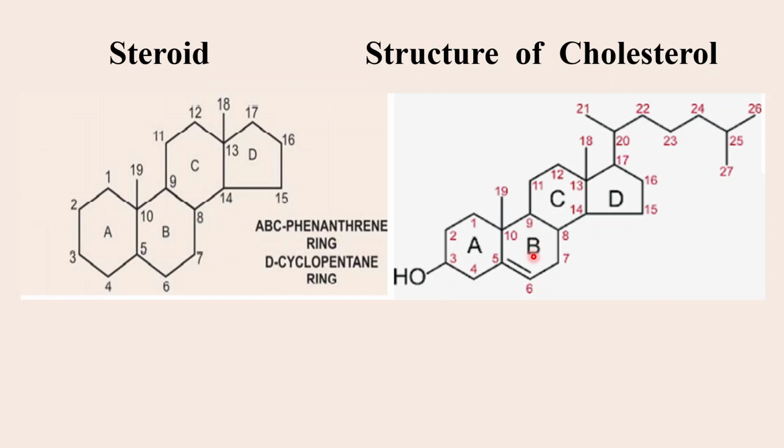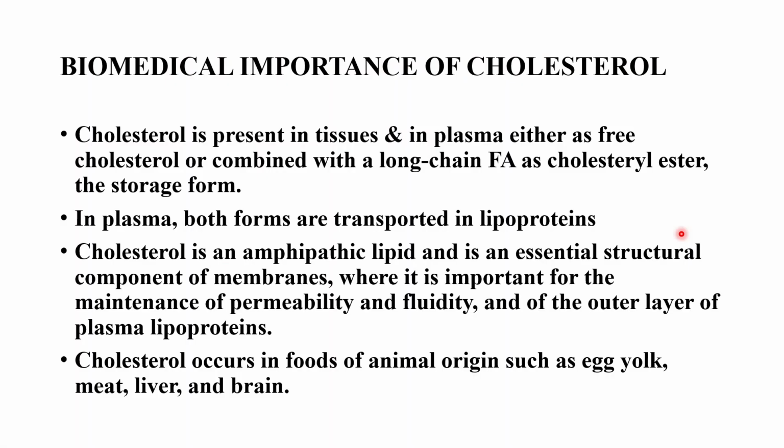Now again, in the A ring there is a hydroxyl group at the third position. The most important things you need to remember in the structure of cholesterol are: a hydroxyl group at the third position, then a double bond at the fifth and sixth position of the B ring, then a methyl group at the 10th and 13th positions, and at carbon 17 there is a side chain. So cholesterol is a 27 carbon moiety.